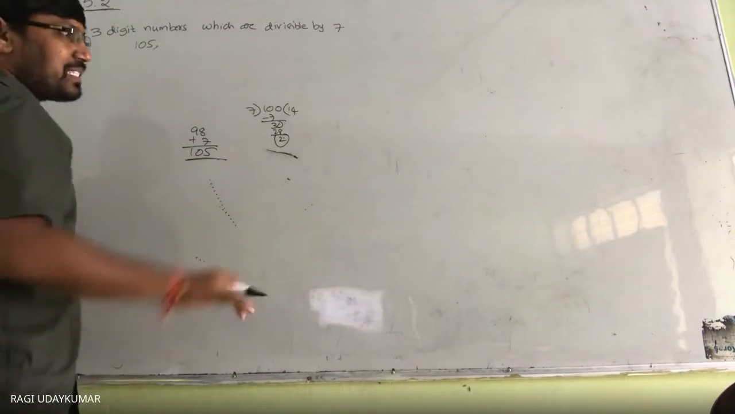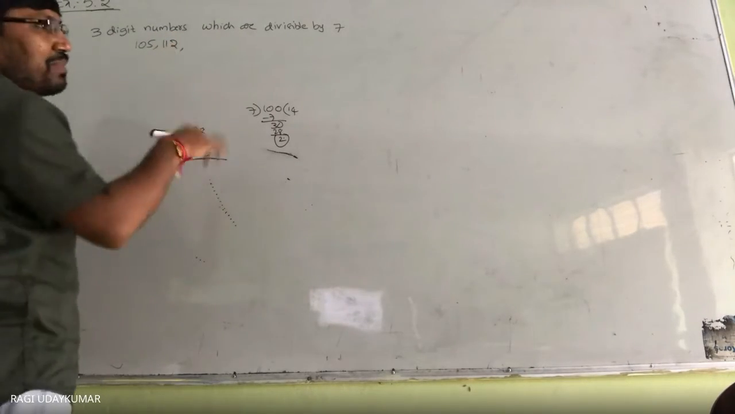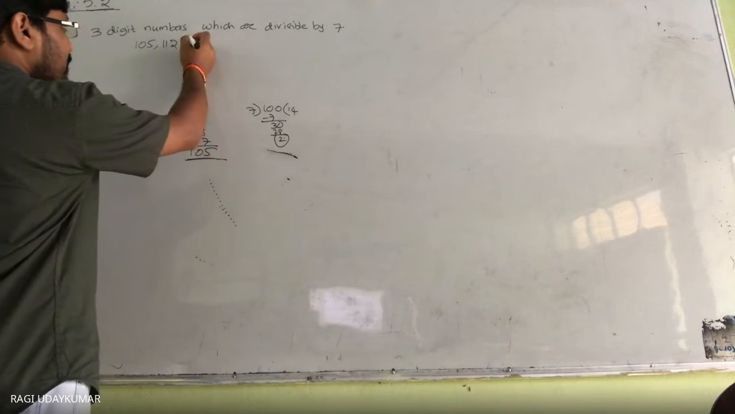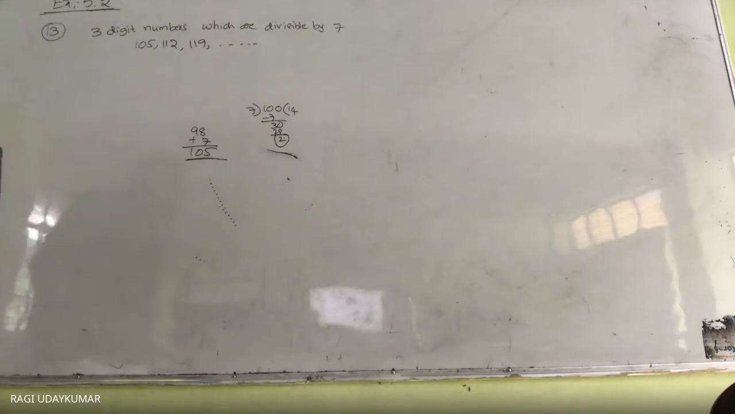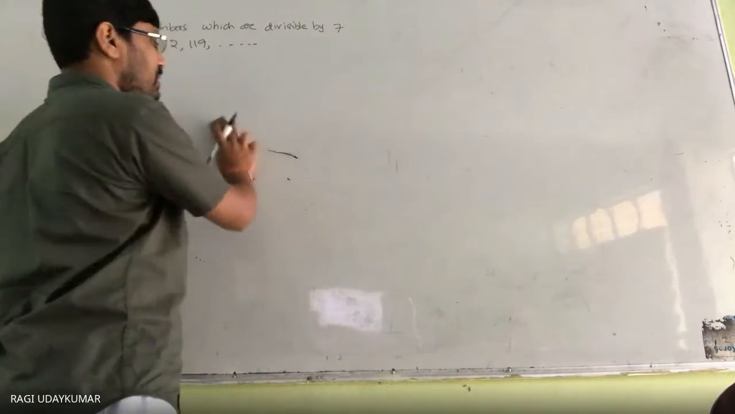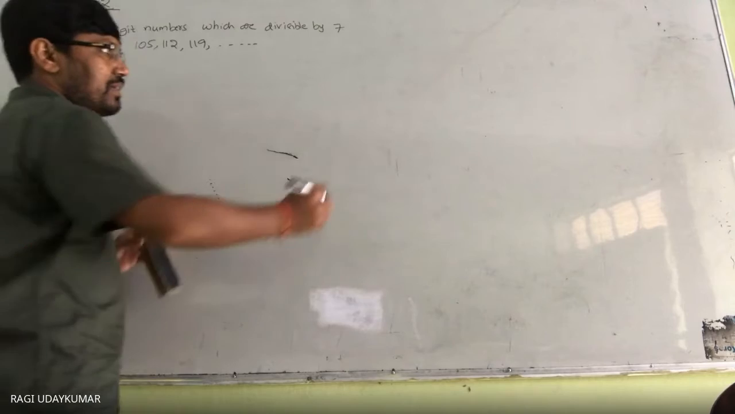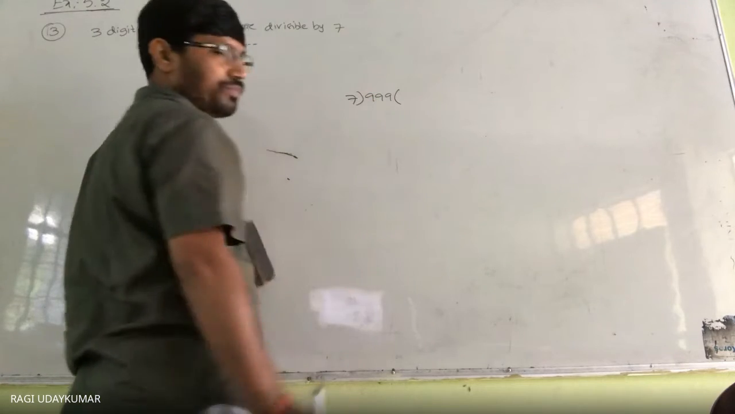Okay, the next number is plus 7, that is 112. Next plus 7, 119, and so on. Then what about the last number which is divisible by 7? How do you find the last number? The last 3-digit number here is 999. Divide this by 7.